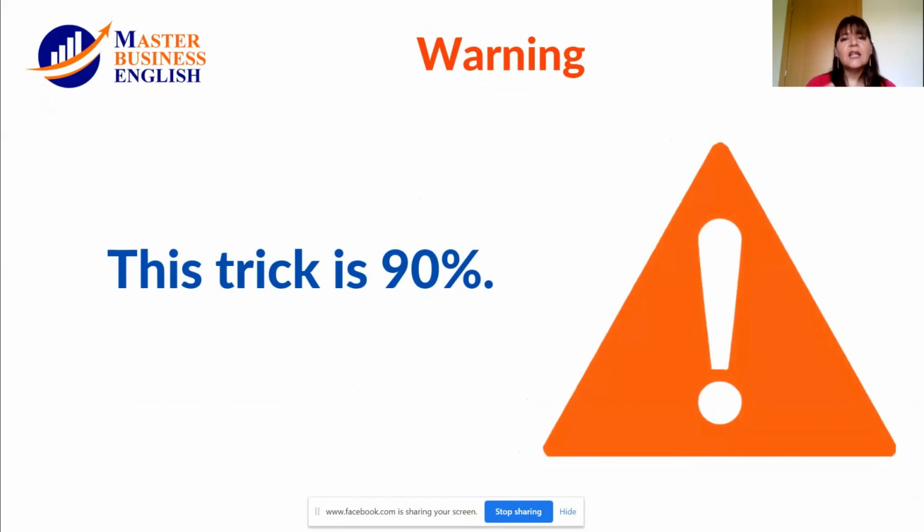Warning here. This trick works just 90% of the times, okay? Because maybe you can find a book or an article where that sentence doesn't respect this trick. So remember, it's not 100%, but 90%. It should be, in fact, it must be 100%, but just to warn you that you can find it in an article or a book, and maybe the rule will not be respected.